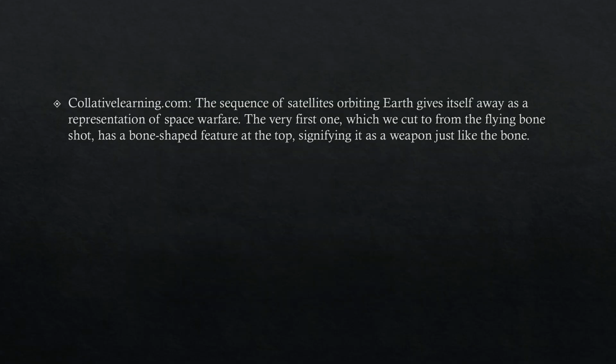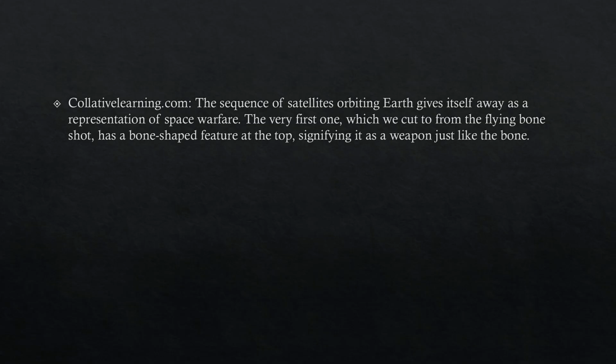Now, CollativeLearning.com tells us that the sequence of satellites orbiting the Earth gives itself away as a representation of space warfare. Now, the very first sequence of satellites we see is that dissolve cut from the flying bone in the air. And right before that cut, we saw the bone being discovered as a weapon for the first time by one of the chimps. When the bone dissolves into a satellite in the shape of a bone, it signifies the satellite as a weapon just like the bone.